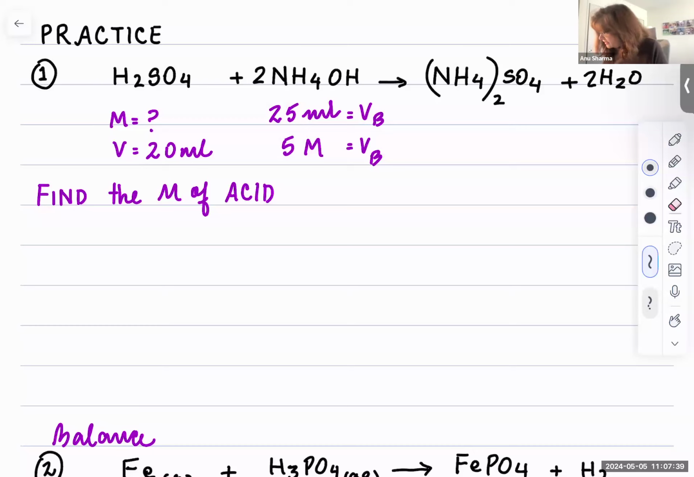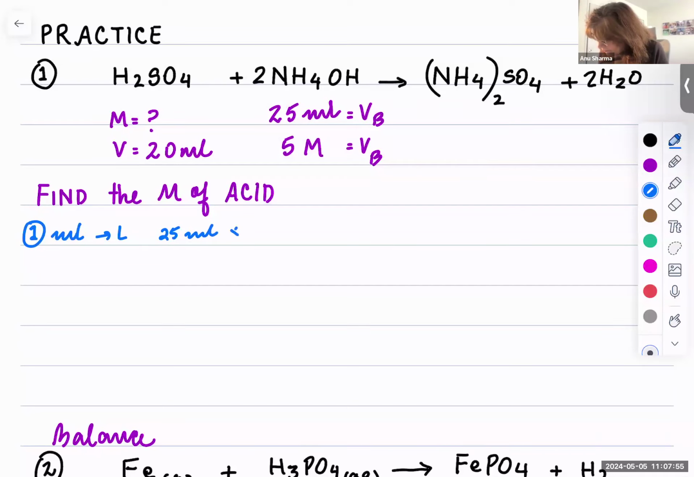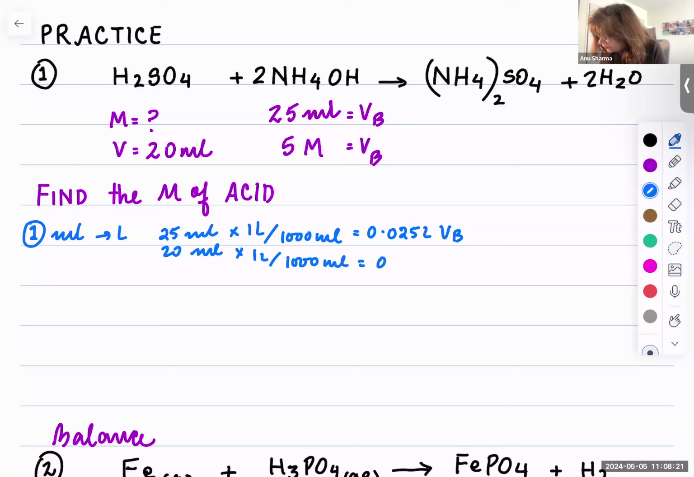All right, so now we're going to start these. The first step is always convert the milliliters to liters. We have about 25 ml of the base, times 1 liter over 1000 milliliters, and that gives you 0.025 liters of the ammonium hydroxide. This is the volume of the base. Same for the acid: 20 milliliters times 1 liter over 1000 milliliters gives you 0.020 liters, the volume of the acid.